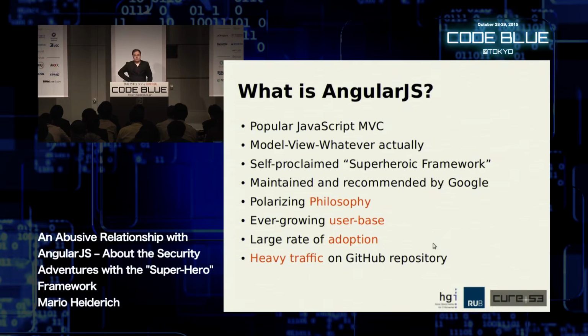It has a very large range of adoption, so you can see that there is a growing graph of websites, like a growing number of websites that are using AngularJS. More and more people are actually adopting it. And if you have a look at the GitHub repository of this framework, you will see that there is a lot of traffic, many pull requests, many tickets, tens of thousands of commits. So it's very, very popular.